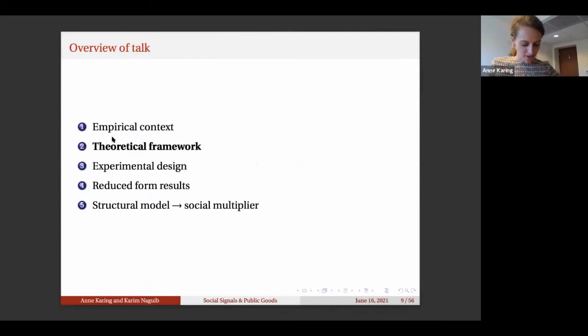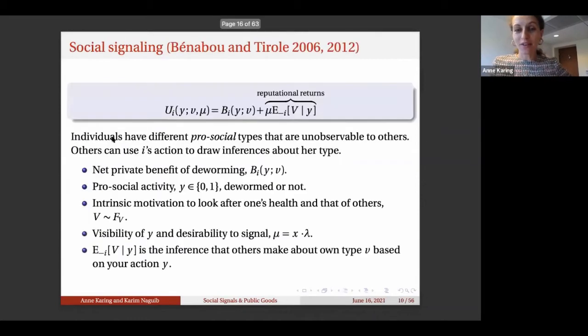Now, let me dive into the theoretical framework. So the theoretical framework is really meant to provide a foundation of how we designed the experiment and the subsequent survey data we collected and how we're going to go about estimating the effects. What I'm going to be doing in the following is directly take the empirical context and map the theory into the empirical context of the decision-making problem.